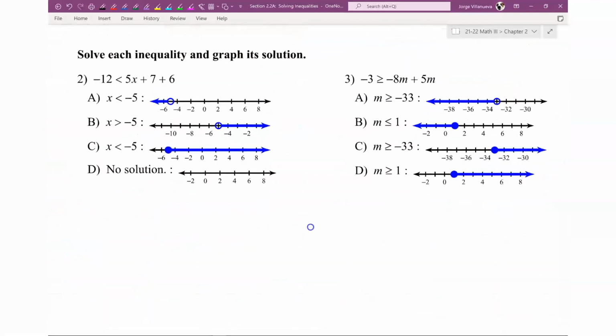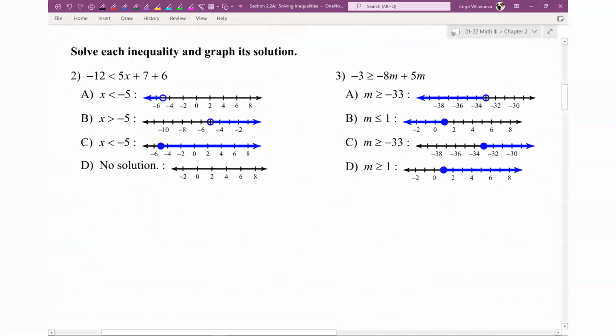Which one do you want me to do, 2 or 3? 2? All right, let's do 2. So I'm going to rewrite this. Negative 12 less than 5x plus 7 plus 6. That's actually a good choice because it's not a less than or equal to type problem. It's just a less than. So we'll see a different type of dot. So good choice on that.